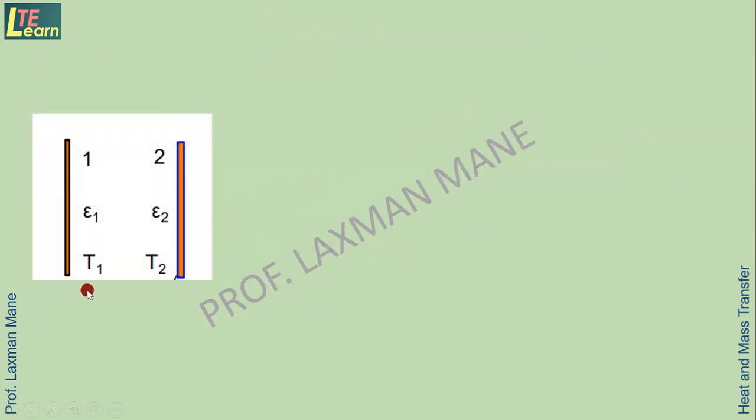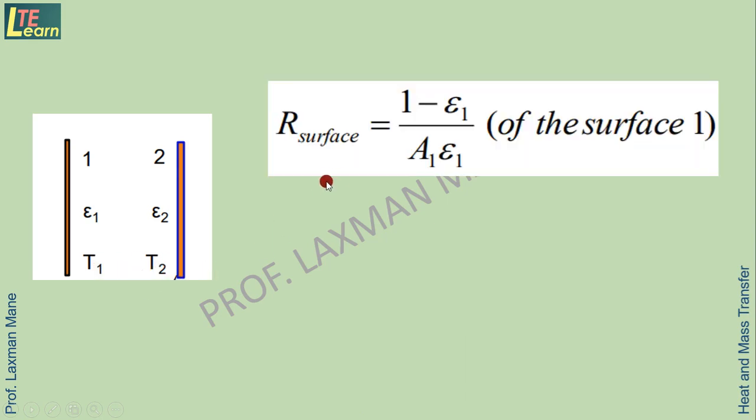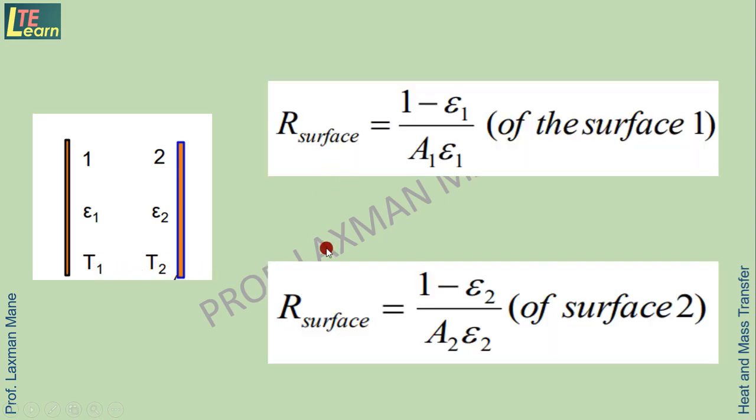So for gray plane surfaces, we have these two equations of resistance. This is the resistance for surface 1, and this is the resistance formula for surface 2. For surface 1, area is A1, for surface 2, area is A2. Emissivity for surface 1 is epsilon 1 and emissivity for surface 2 is epsilon 2, which appear in this formula.